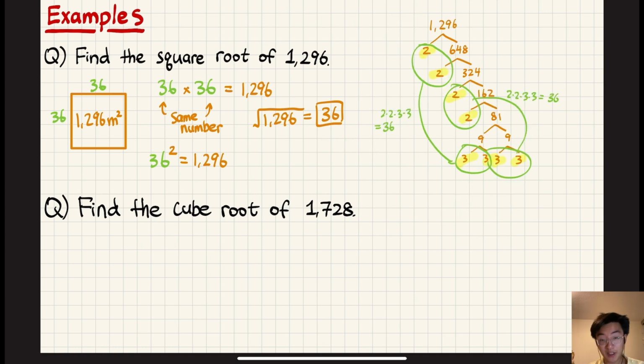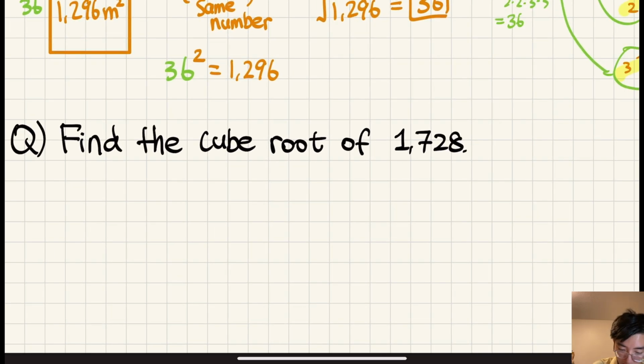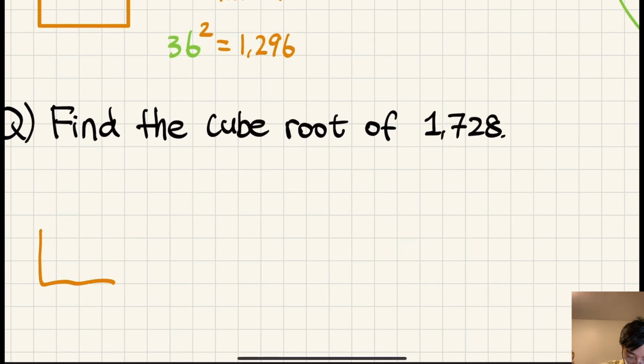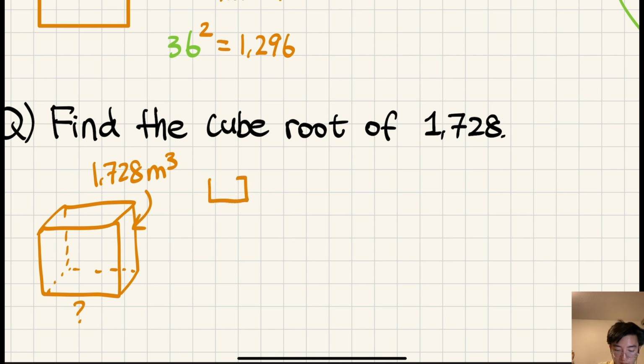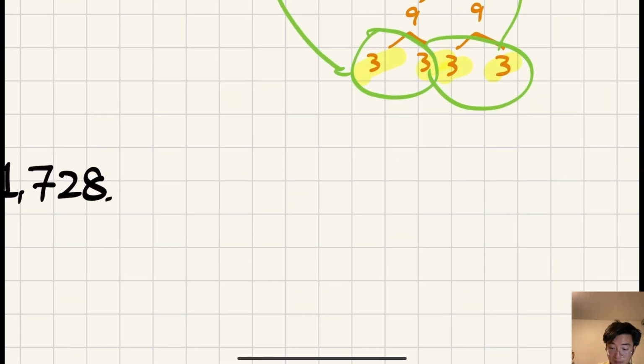All right, so now let's work with cube roots. So once again, let's take this cube right here with a volume of 1,728 meters cubed. We have to find the side length of this cube. Or we are asking what mysterious number to the power of 3 equals 1,728. So once again, we'll do prime factorization.